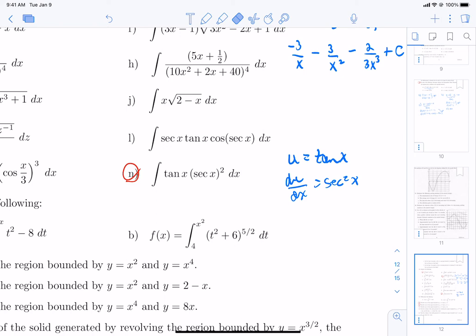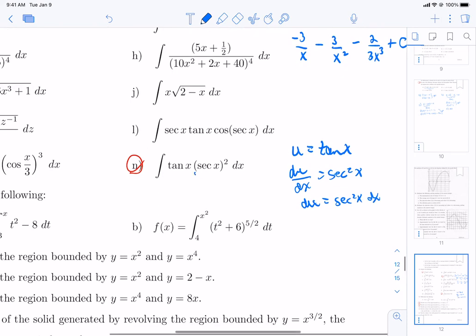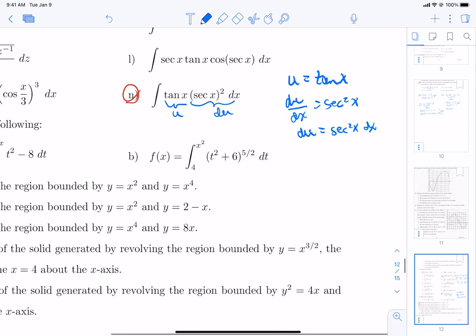So du is the secant squared of x dx. So this right here is du. This right here is u. So it becomes a very easy derivative really quickly. So we get the integral of u du.